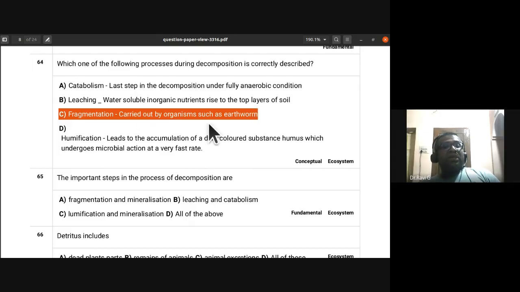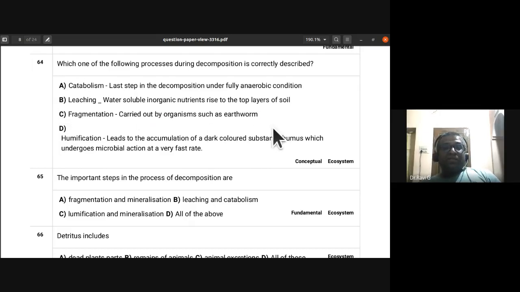Fragmentation is carried out by organisms such as earthworm. Humidification leads to the accumulation of dark colored substance, humus, which undergoes microbial action at a very fast rate. So three sentences are wrong. Only one is correctly described, that is fragmentation is carried out by organisms such as earthworms. So 64th, C is the answer.